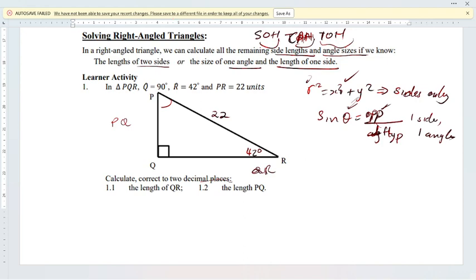Alright, now they say the length of QR. What is QR? Now let's go back. The angle is 42. What is the side QR in terms of 42? Adjacent, opposite? Remember, based on what is given, which one is opposite and which is adjacent?